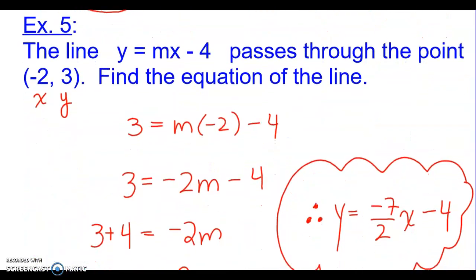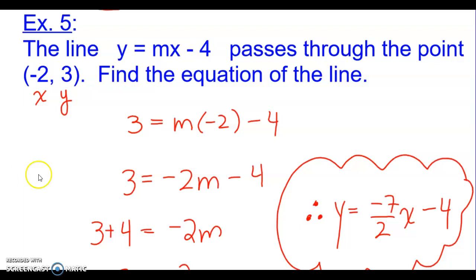Example 5. The line y equals mx minus 4 passes through the point negative 2, 3. Find the equation of the line. Okay, so I know the y-intercept, it's given, it's negative 4. What I don't know this time is the slope. So I'm going to use this information to solve for slope.